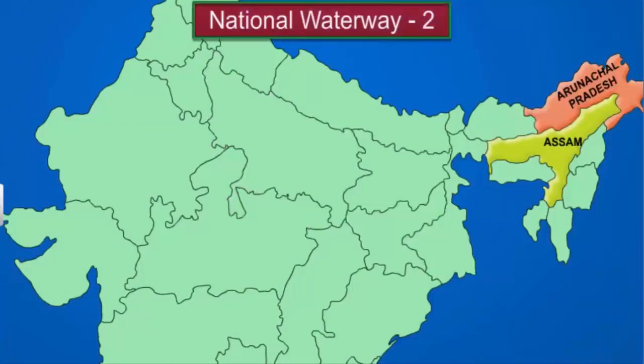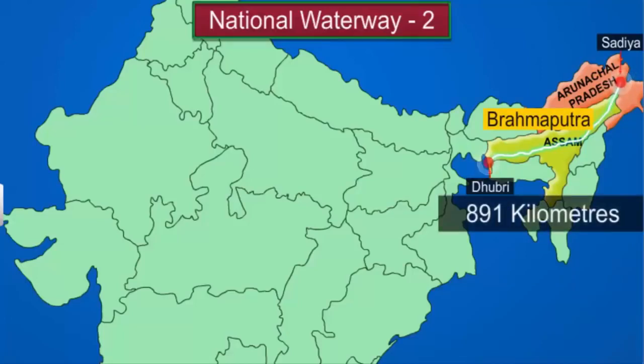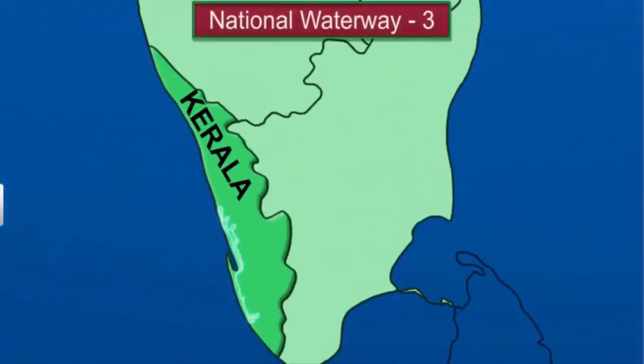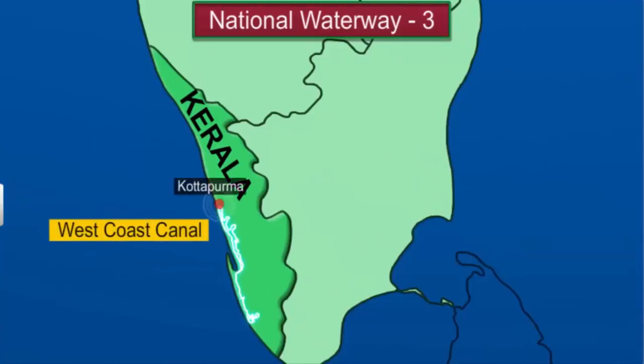National Waterway number 2 on the Brahmaputra connects Sadia in Arunachal Pradesh to Dhupri in Assam. The total distance covered by National Waterway number 2 is 891 kilometers. National Waterway number 3 on the West Coast Canal in Kerala connects Kottapurma in the north to Ashtamudi Kayal in the south, covering a total distance of 205 kilometers.